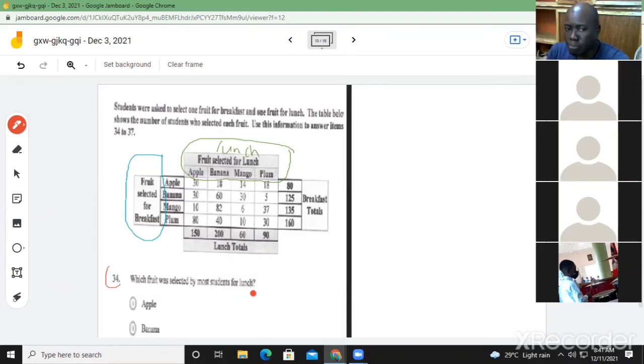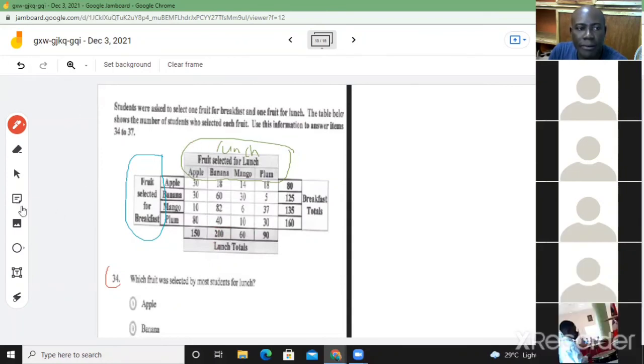The question says, which fruit was selected by most students for lunch? Okay, 34 to 37, thank you. So if we're going to view the fruits selected for lunch, you have to be looking going along this way. Everybody agree? You have to look going down. Yes, sir. So the most would have been banana, right? Yes, sir. So banana would have been the answer right here. Banana.